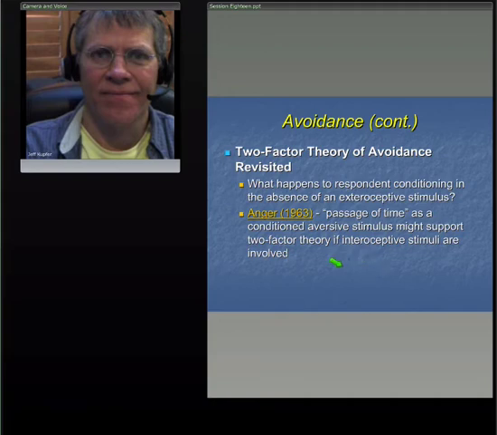Okay? However, it becomes a little bit vague because what is going on with this passage of time? What behavior is changing? If there's no exteroceptive stimulus, what is the interoceptive stimulus that is involved in this? What stimuli may be going on inside the organism, if any, that might be controlling it? And we get into some tricky water here by trying to figure out what that might actually be.